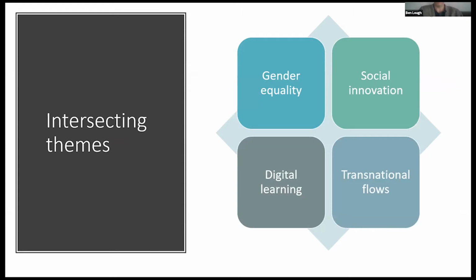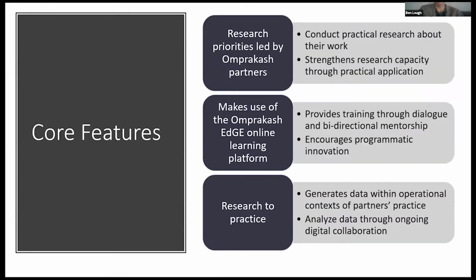The themes, as Alex mentioned, are around gender equality, social innovation in practices, digital learning, and then transnational flows. Again, that was a bit of a bigger theme, I think, before COVID. Not a lot of transnational physical flows right now, but clearly a lot of transnational digital flows happening across the globe.